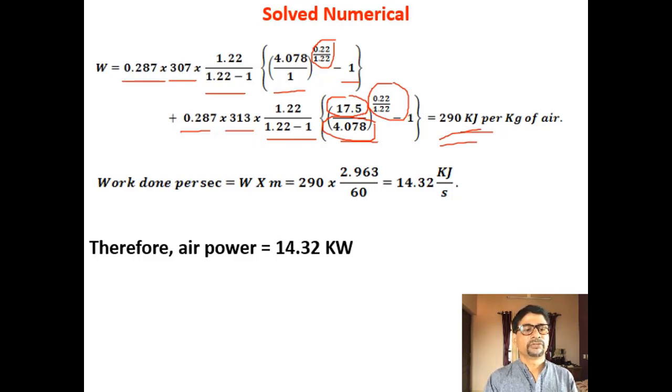Now if you want to find the power, it is nothing but work done per second. For that you have to multiply W, which is in kilojoules per kg, by the mass of air compressed per second, that is m, in kg per second. The kg per minute you already calculated as 2.693, so if you divide it by 60, you get kg per second.